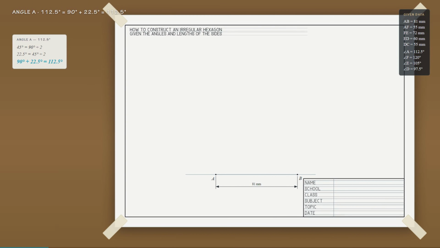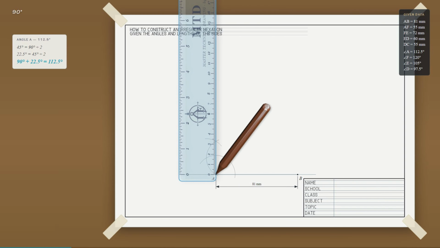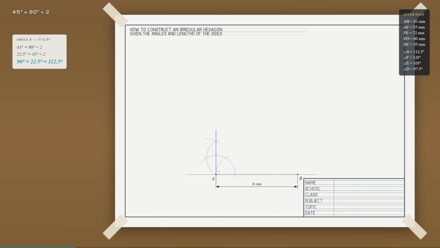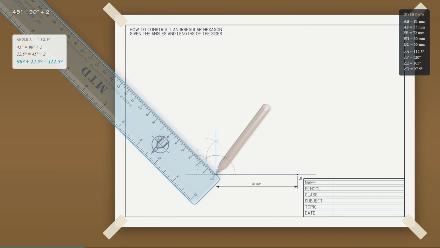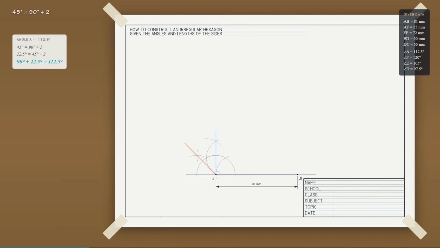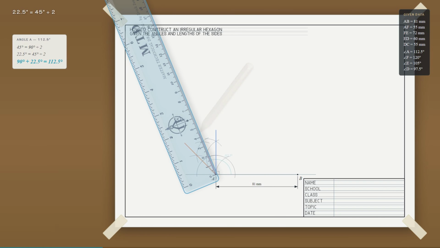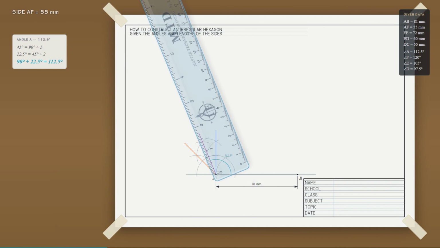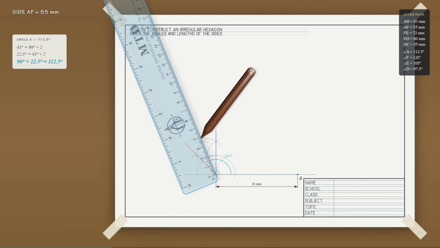At A, the required angle is 112.5 degrees, which is 90 degrees plus 22.5. First, we construct the 90-degree perpendicular at A by the arc-stepping method. We bisect the right angle to obtain 45 degrees. We bisect the 45 to obtain 22.5. Added to 90, this gives the direction AF. Along it, we set off AF, 55 millimeters, and mark F.